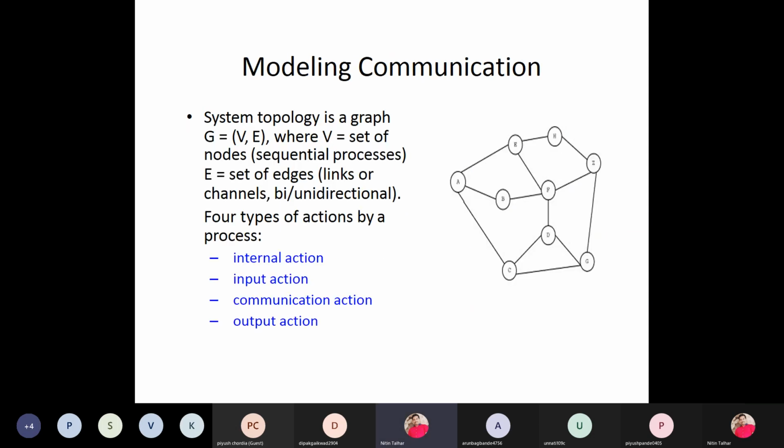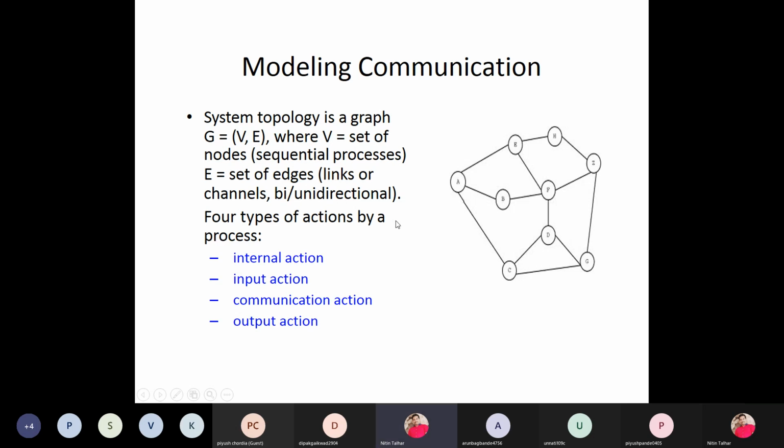So this is understanding the model first of all. Now, how is communication possible in that model? Assuming there is a graph, you can see that this is a topology, and the graph G can be considered as V comma E, where V is the set of vertices, or the set of nodes, considered as processes. The nodes will act as processes, and E is the set of edges. These are the links that can be considered as channels, which can be bidirectional or unidirectional.